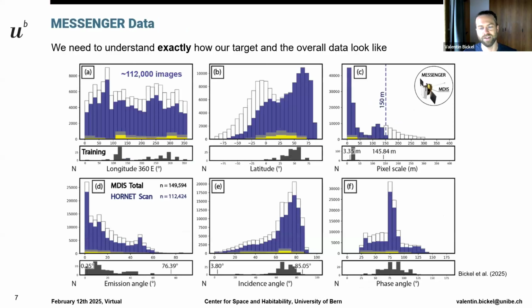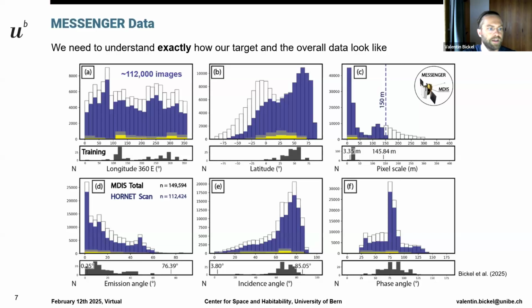So I wanted to present the data set real quick. This is focused entirely on the MESSENGER narrow angle camera data set. There's about 112,000 images that we can use. The image properties of that data set are visualized in this figure. Just focus on the 6 large panels with the violet histogram.